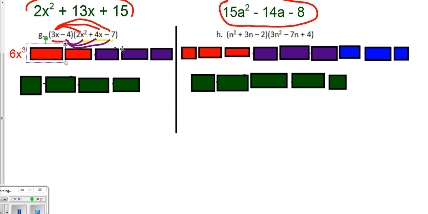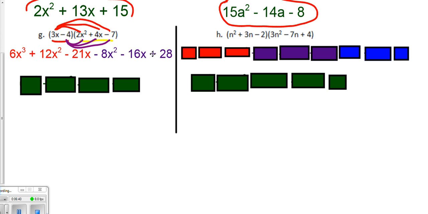3x times 4x becomes 12x squared. 3x times, again, this is a negative 7 or a minus 7, becomes negative 21x. Now we move on to the second term here, negative 4 times positive 2x squared becomes negative 8x squared. Negative 4 times positive 4x becomes negative 16x. And negative 4 times negative 7 becomes positive 28.